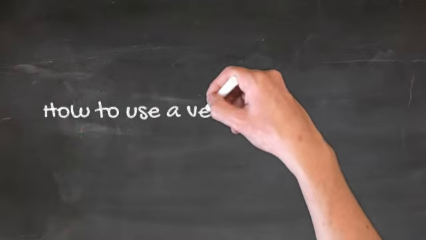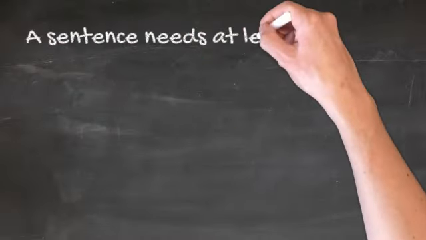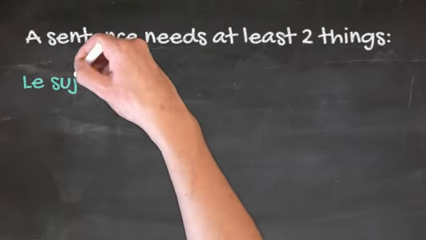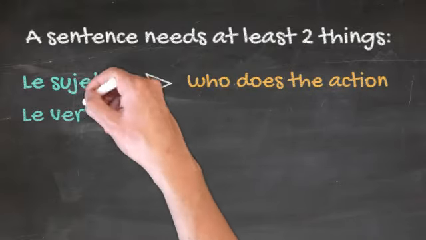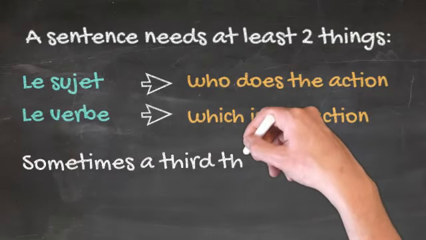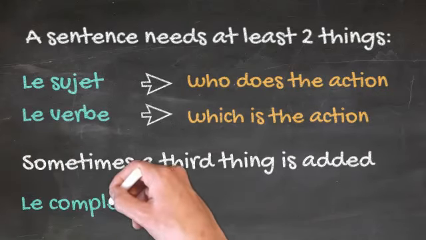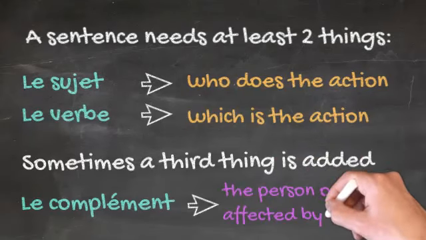How to use a verb in a sentence. A sentence needs at least two things. Le sujet, which is whoever does the action. Le verbe, which is the action itself. Sometimes a third thing is added. It is le complément, which is the person or thing affected by the action.